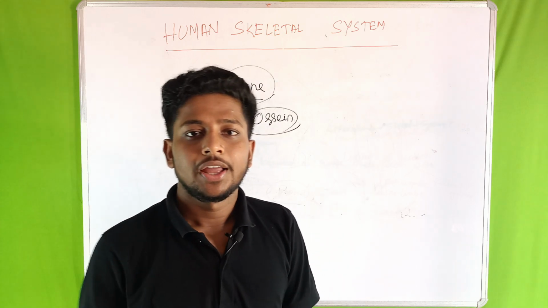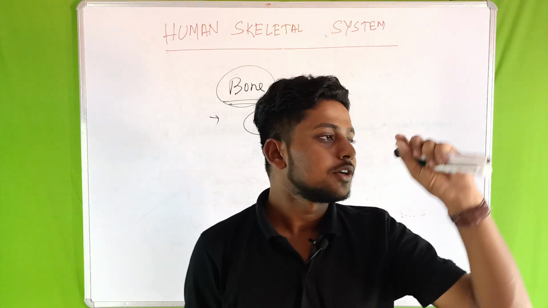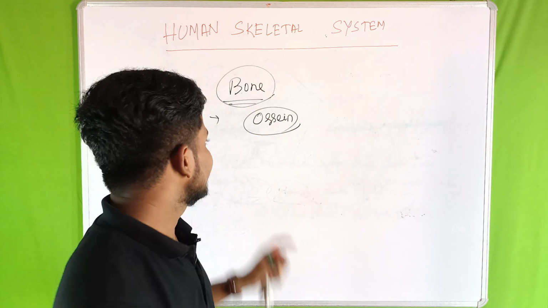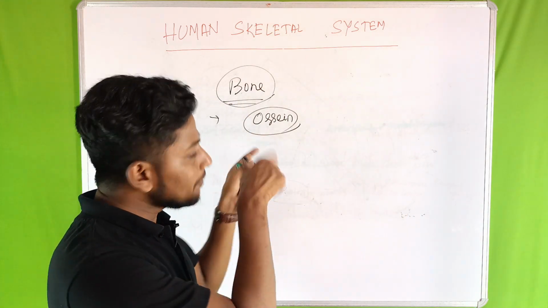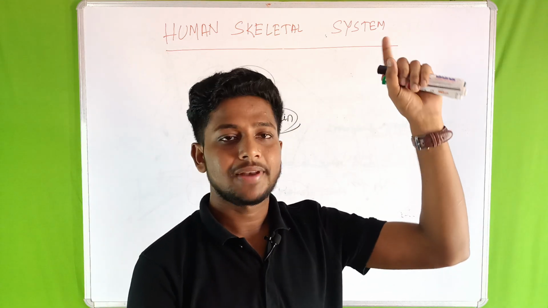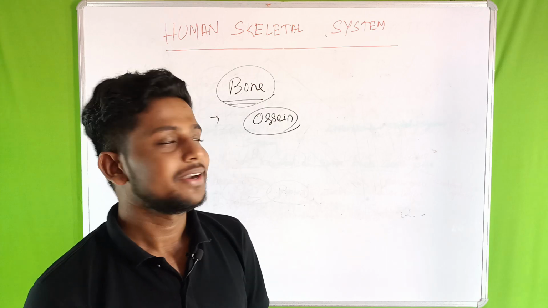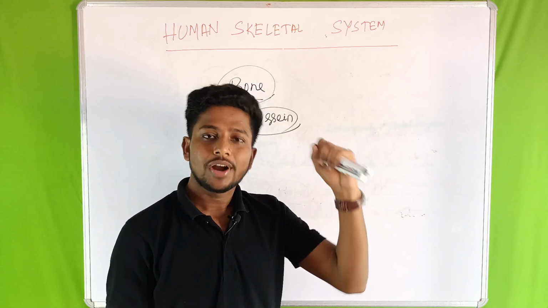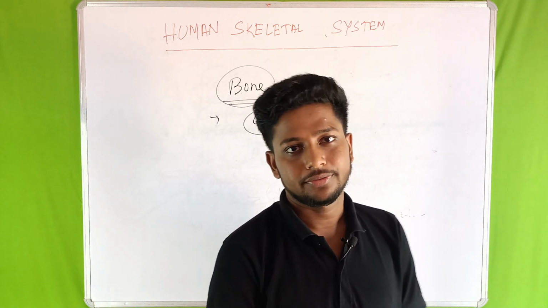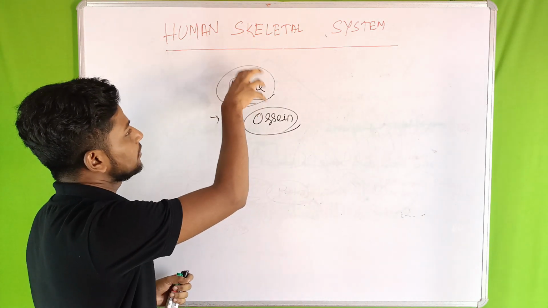Spongy bone means the bone present in the tip of the long bone. The tip of the long bone is called spongy bone. And in the shaft region of the long bone, that is called compact bone. In case of birds, because they are flying animals, for maintaining buoyancy or for weight loss, they have no bone marrow. So this is called pneumatic bone. Okay? So this is the formation of bone.